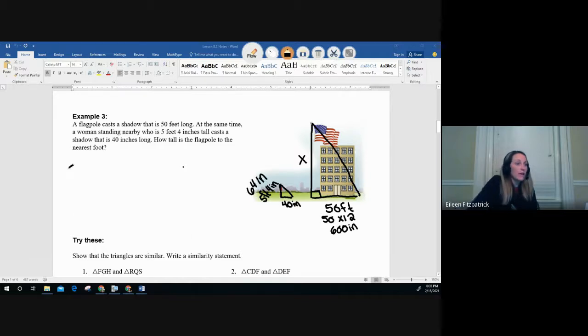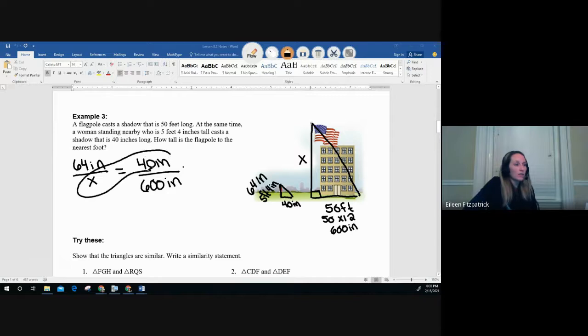So now I can say the height of the lady is 64 inches over the height of the flagpole unknown is equal to the shadow of the lady, 40 inches, over the shadow of the flagpole, which is 600 inches. I could have also done 64 over 40 equals X over 600. Okay, it's up to you. This is one way of setting up the proportion. There are other equivalent ways. So if you set it up differently, do the math because you'll still get the same answer as me, most likely, if you set up an equivalent proportion.